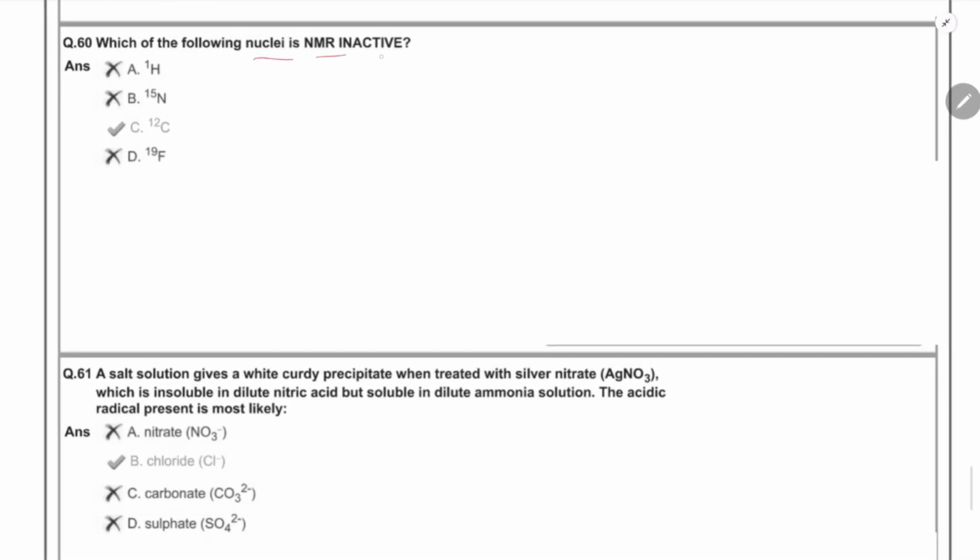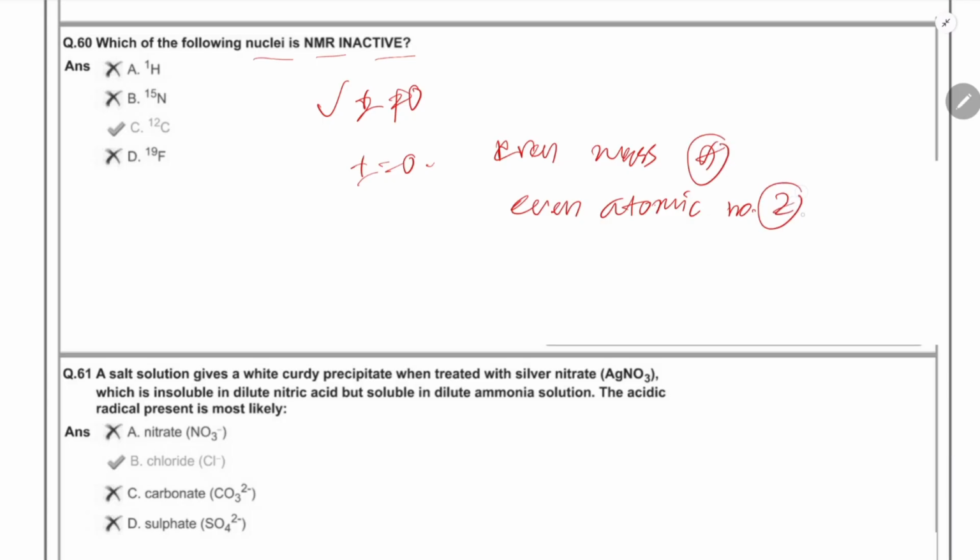Which of the following nuclei is NMR inactive? For NMR active, the I is not equal to 0, so they can be NMR active. Here NMR inactive means I equals 0, which has even mass and even atomic number, that is A and Z even. So for carbon, because it is 12,6, that is NMR inactive.